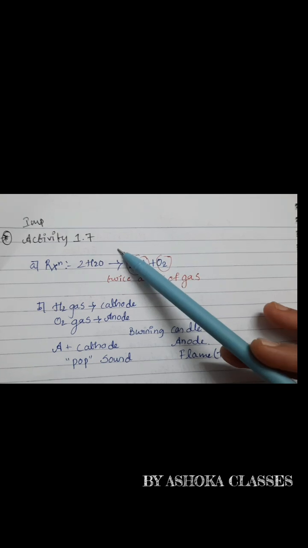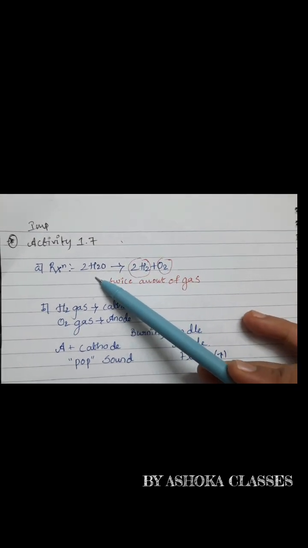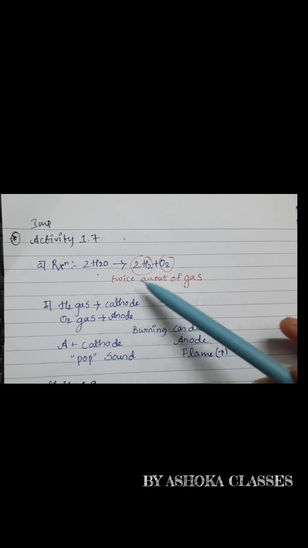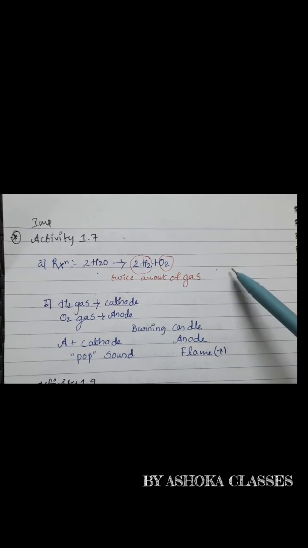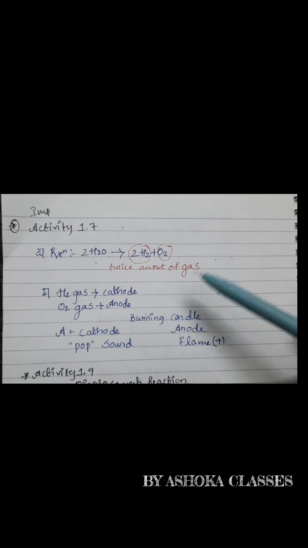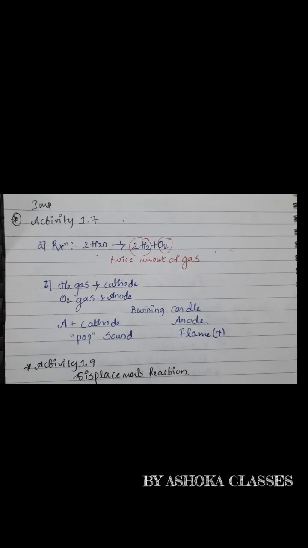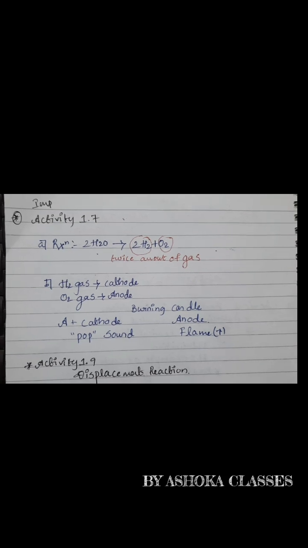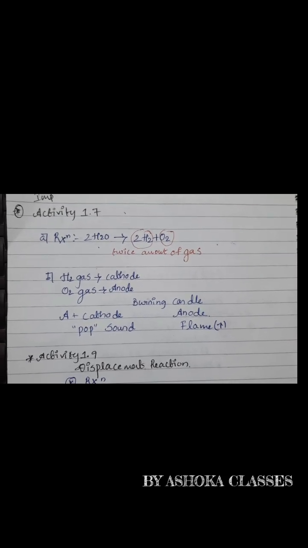And here is the 1.7 activity. This is very important. So you have a reaction here. In this reaction there is twice the amount of gas present, so you have to remember this. And it is H2 gas at the cathode and O2 gas at the anode, which is tested by a burning candle. If it is H2 gas, a pop sound will come. At the anode a flame will come. So you have to remember this.